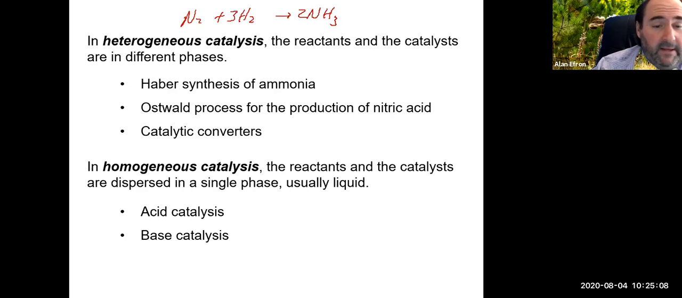a lot quicker. The same thing with the process of making nitric acid. Using something like a platinum wire will increase the rate of that reaction, allow the nitric acid to be made a lot more easily than it would be if it just had to kind of happen by itself.